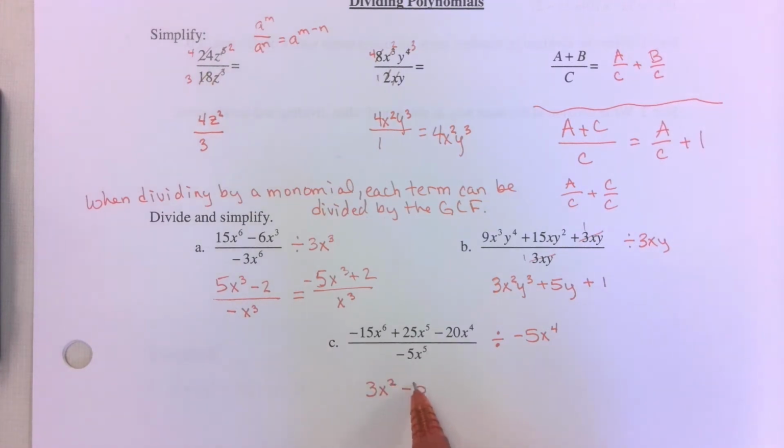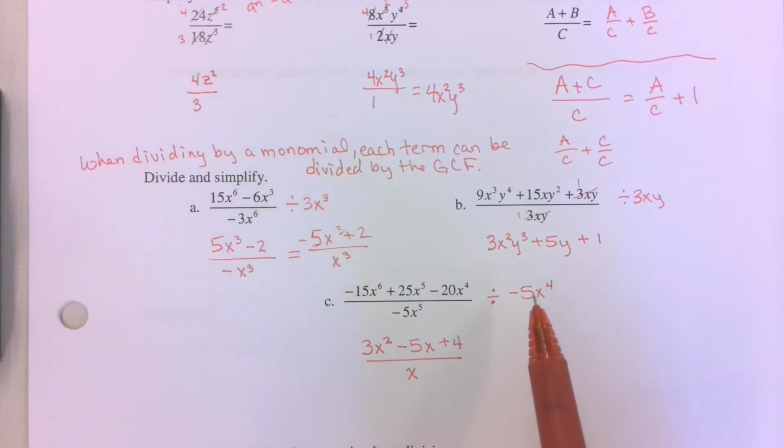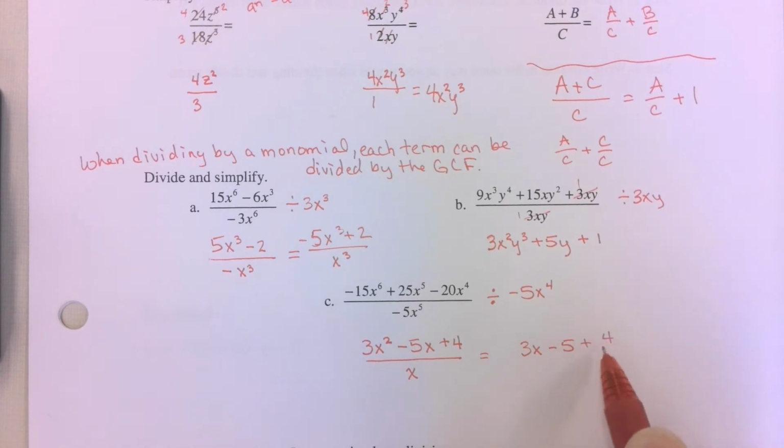A negative 5 x to the 1st divided by a negative 5 is a positive 4, but my x is gone. And then when I divide out the denominator, I'm left with a positive x. So this is an answer that I'm fine with. Someone else might have divided by positive 5, so all the signs will be the opposite. Another version of this answer could be 3x minus 5 plus 4 over x.